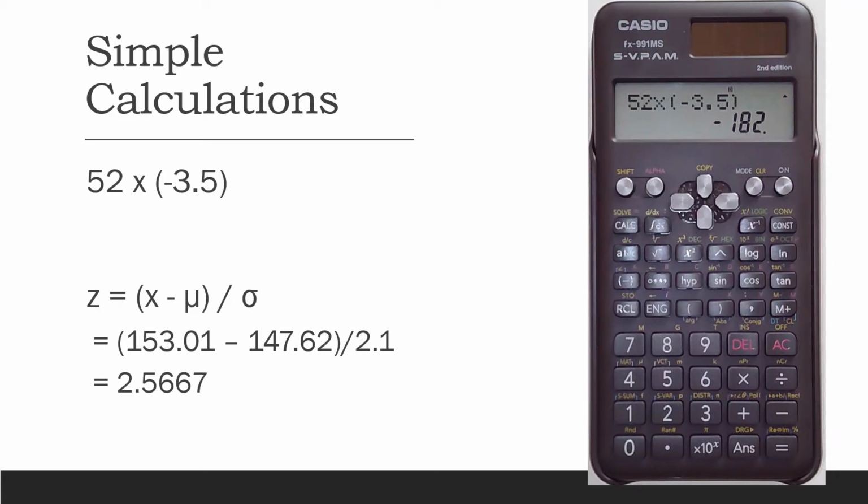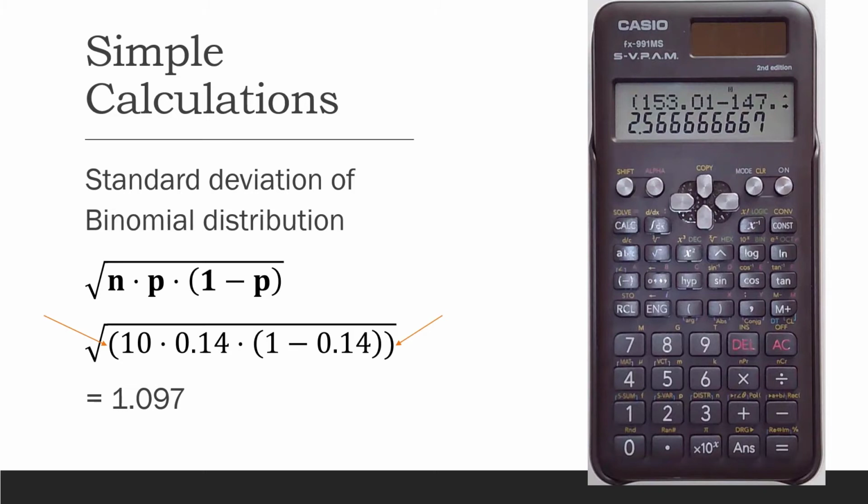So now if I want to find out the value of Z, once again what I will do is clear all, and start with the bracket to make sure that you are not messing up something. So 153.01 minus 147.62, and then bracket close, and then divided by 2.1. That gives you the answer of 2.5667.